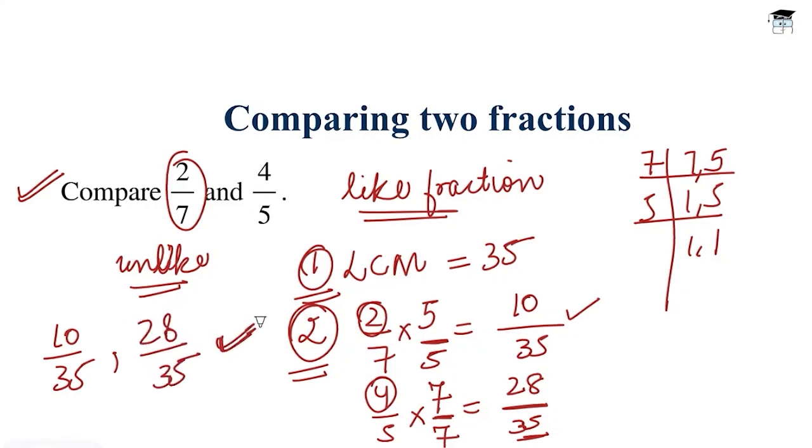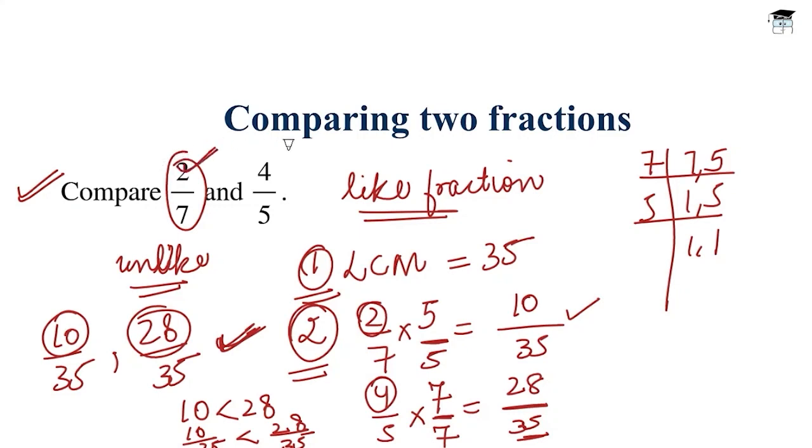So these are two like fractions. How do you compare like fractions? You just compare the numerators. As you can see here, 10 is less than 28, which means that 10 by 35 is going to be less than 28 by 35, which means that the fraction 2 by 7 is going to be less than 4 by 5. Okay, so this is how we compare two unlike fractions.